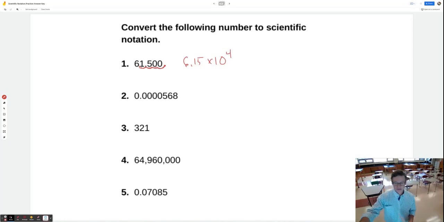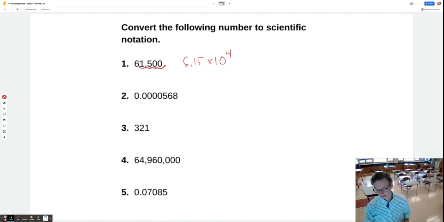Common errors are people will stop at the zeros, or they will not count all the jumps, or maybe count one too many and go all the way to the left. Those are things to look out for. The other thing to be aware of is that a positive exponent means we started with a number 1 or greater. If it's a negative exponent, as we'll see in a minute, that means we started with a decimal, or a number less than 1.